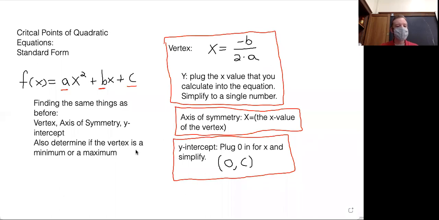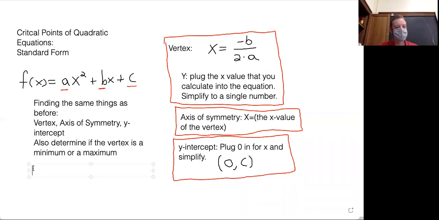The last thing that we need to determine is whether the vertex is a minimum or a maximum. This is done exactly the same as we did when we were in vertex form. Does anybody remember what letter we used to determine whether our graph opened up or down? A. We also see an A right here in our equation. That A that we had previously is the same as this A right here. So they are treated exactly the same.